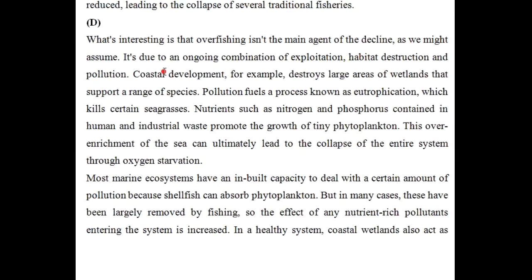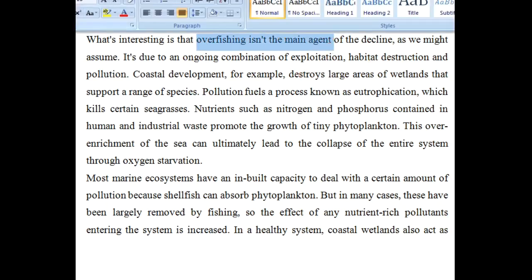What is interesting is that overfishing is not the main agent of the decline, as we might assume. It's due to an ongoing combination of exploitation, habitat destruction, and pollution. Okay, so overfishing is not the main agent, meaning there are various other factors he's saying, and examples of various other factors have been given. I got one answer, I think.